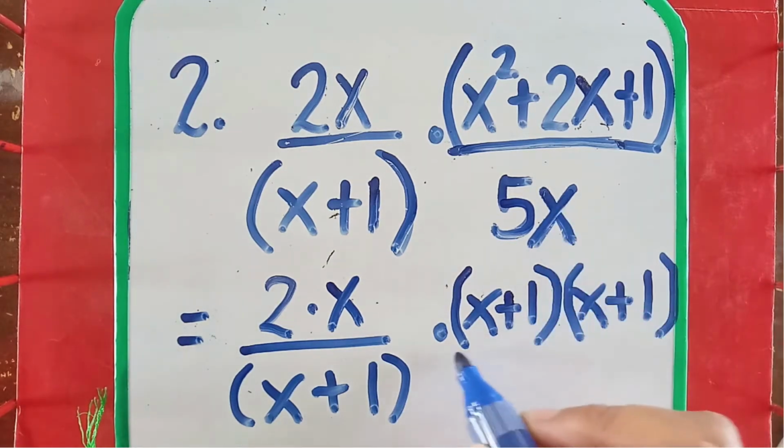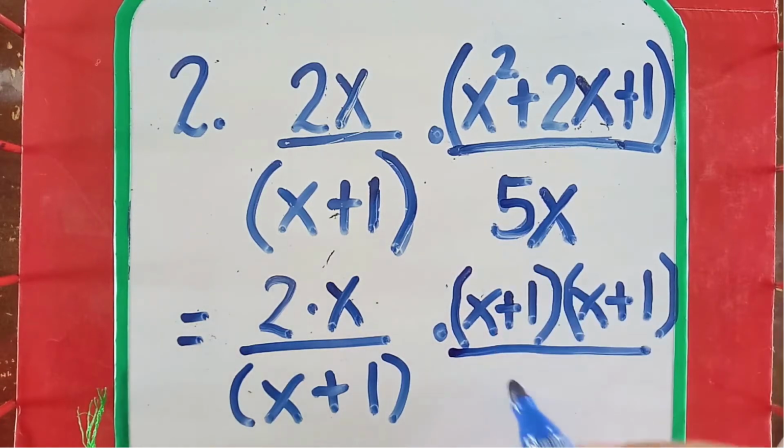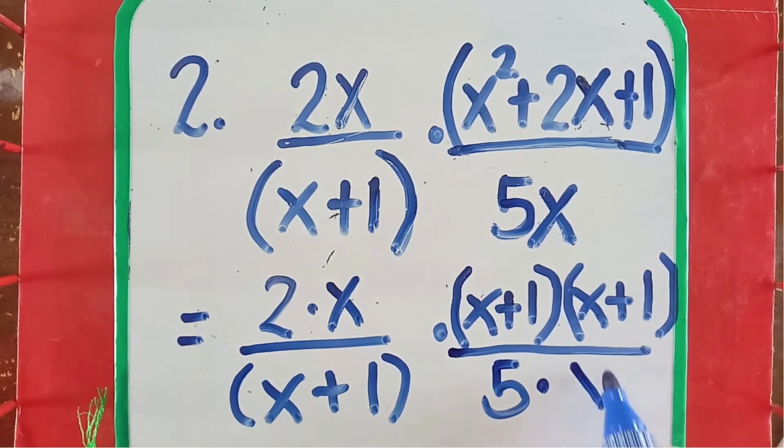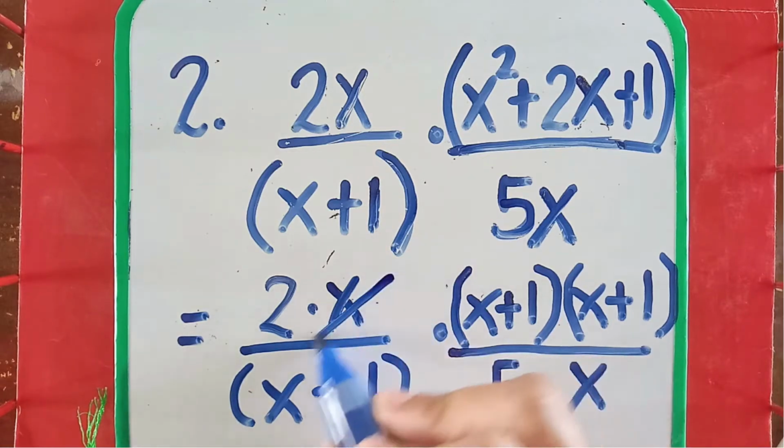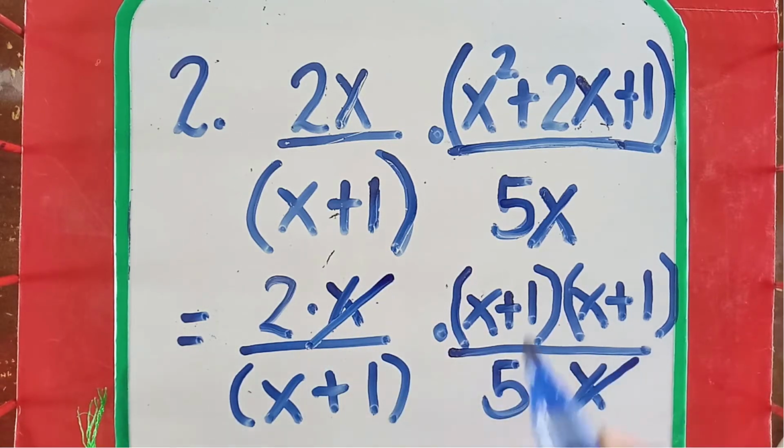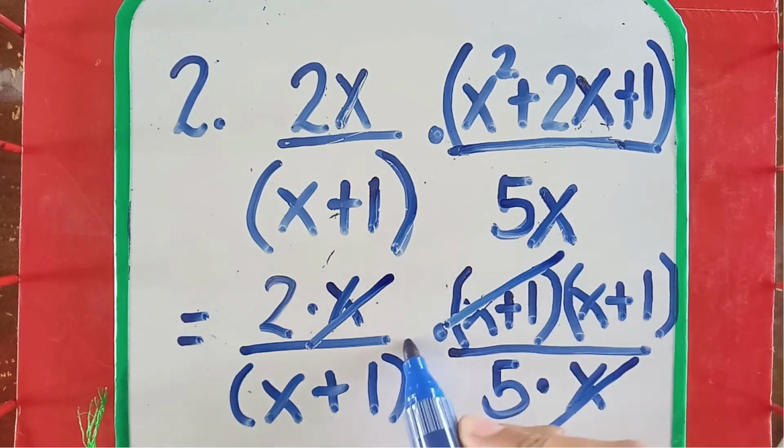And then, divided by, okay, 5x can be written or can be factored as 5 times x. Then, we can now cancel common factors. So, kailangan pag nagka-cancel tayo, isa sa numerator, isa sa denominator. So, we can cancel x here. We can cancel x plus 1.